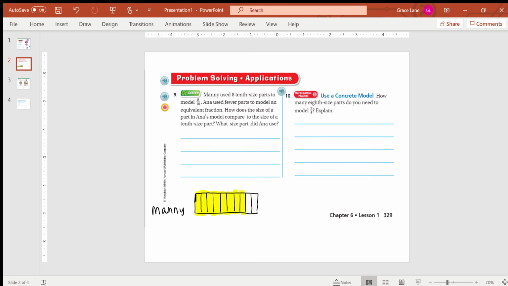Then it says Anna used fewer parts to model an equivalent fraction. Okay, so that means that instead of using tenths, can she use fewer parts to model the same shaded amount? So can you break Manny's model up? It's in 10 pieces. Can you break it up into a fewer number of parts, but still show the same yellow part shaded in? Think about that. You might have to kind of play around for a minute.